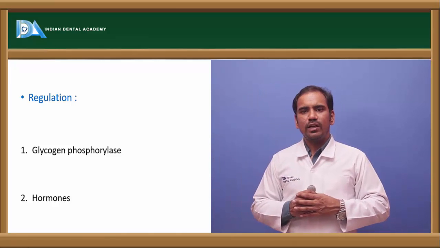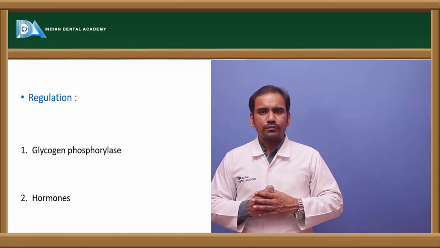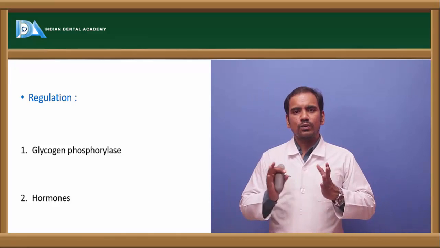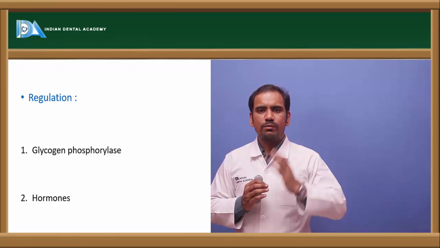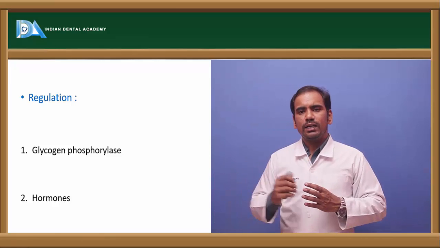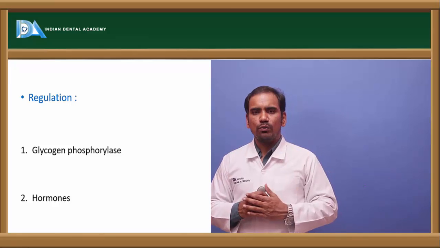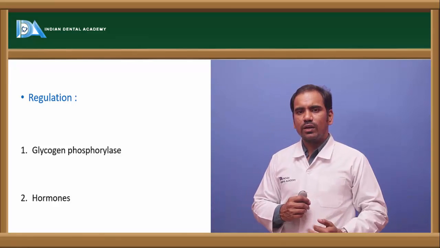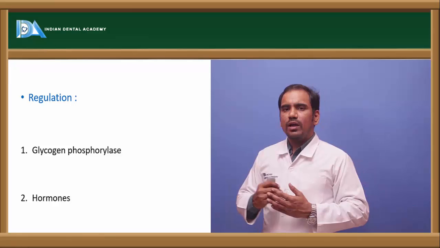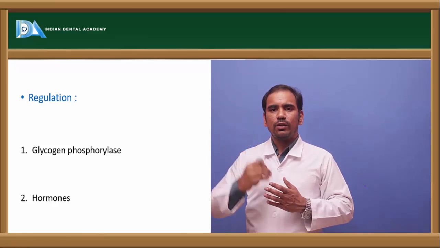Coming to another way, hormones. As we discussed, there are two sets of hormones. One increases the blood glucose level and the other one decreases the blood glucose level. Insulin is a hypoglycemic hormone. It always tries to decrease the blood glucose level, whereas glucagon increases the blood glucose level.